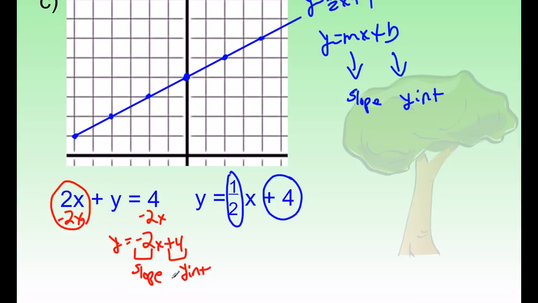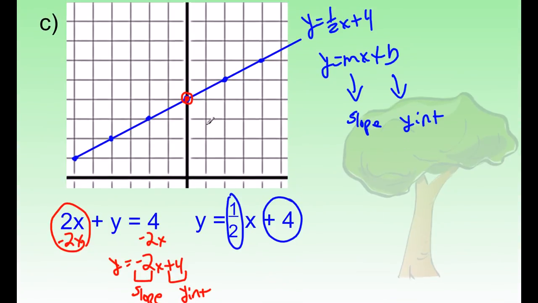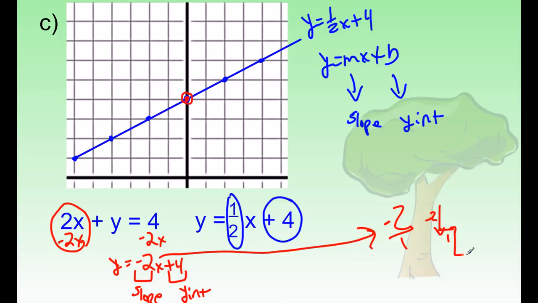So I'm going to put a point at positive 4 on the y-axis. 1, 2, 3, 4. Possible intersection point. Slope is -2. First off, we want the slope as a fraction. To turn any whole number into a fraction, you put it over 1. And because the slope is negative, we're going to be going down 2 over 1.